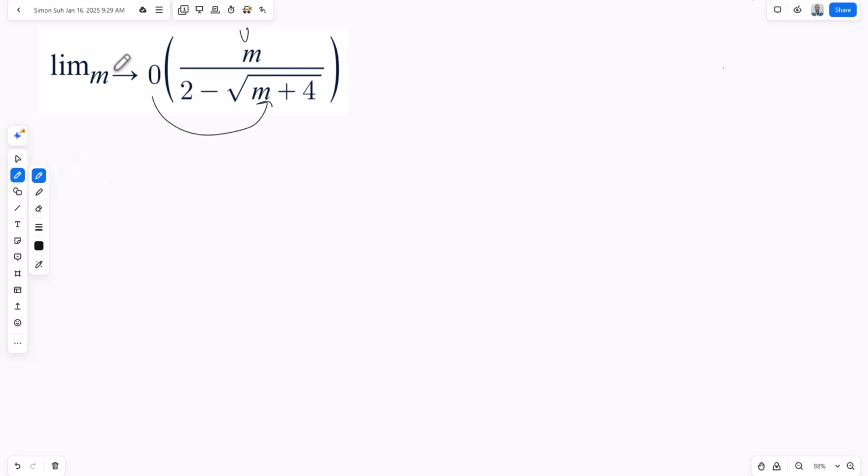So we have the limit as m approaches 0 of m over 2 minus root of m plus 4. The first thing we want to notice is that there's a minus root at the bottom here. So we want to get rid of the root in the denominator, as we normally should, to get into a simpler standard form. So we are going to multiply the top and bottom by 2 plus root of m plus 4 over 2 plus root of m plus 4.